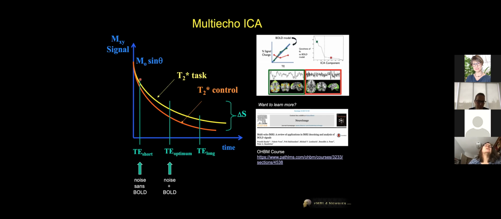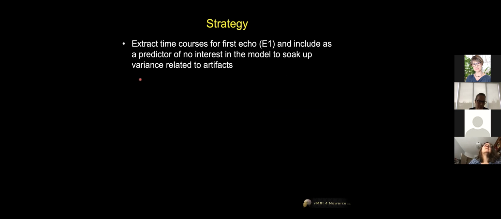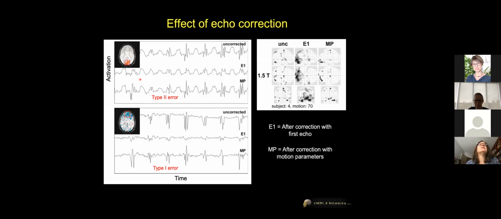No, not for every voxel. It must have been at a higher level. And then they put in the time courses for the first echo as predictors of no interest. Actually, was it voxel-wise? I can't remember now. Anyway, you put in the first echo time courses as a predictor of no interest. So that should model out any of the artifacts that are related to the motion, leaving you with a more pure example of the BOLD signal.